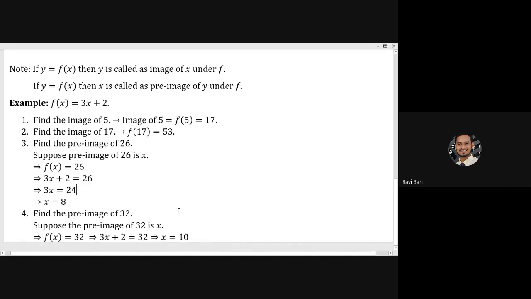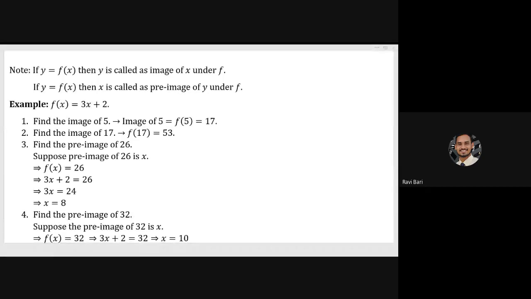So if you want to cross verify, if you want to cross check your answer, then you can find the image of 10. Image of 10 क्या होगा? So put x is equal to 10. That means 30 plus 2 is 32. So image of 10 is 32. Therefore, pre-image of 32 is 10. Is this clear, everyone? Anyone who has a doubt, please type D in the comment section. Those who have a doubt.